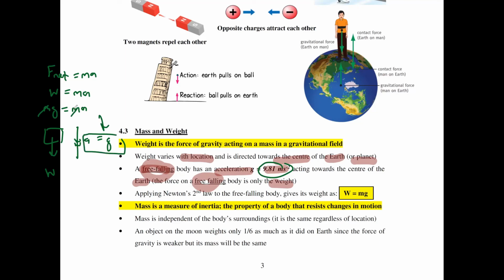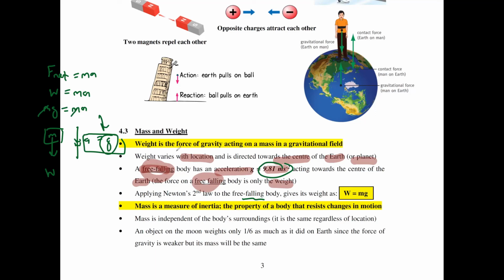Okay. So likewise, you're actually doing something in reverse right now. If you apply Newton's second law to a free-falling body, it gives the weight as mg. This one is moving with acceleration g. If you multiply with the mass, you're going to get the resultant force, which is in turn equal to the weight.